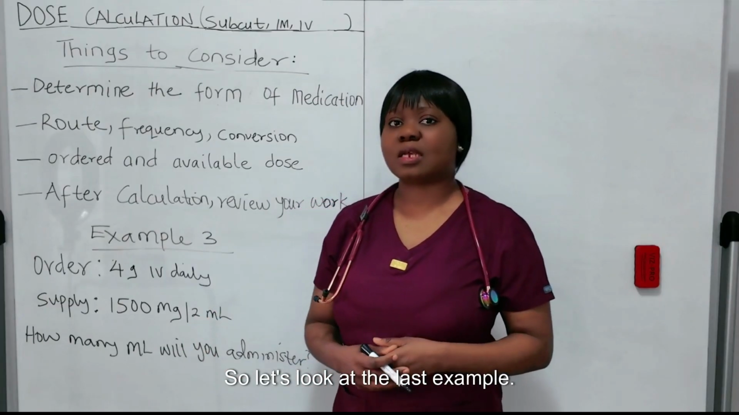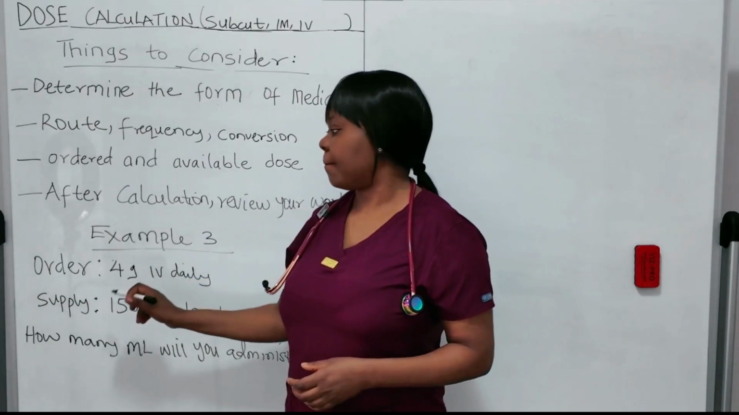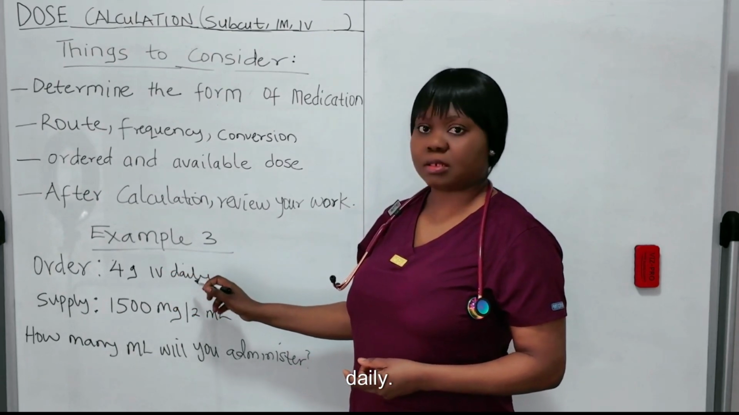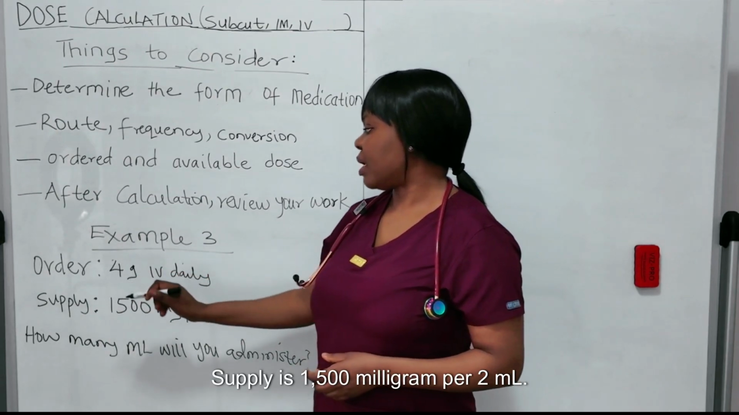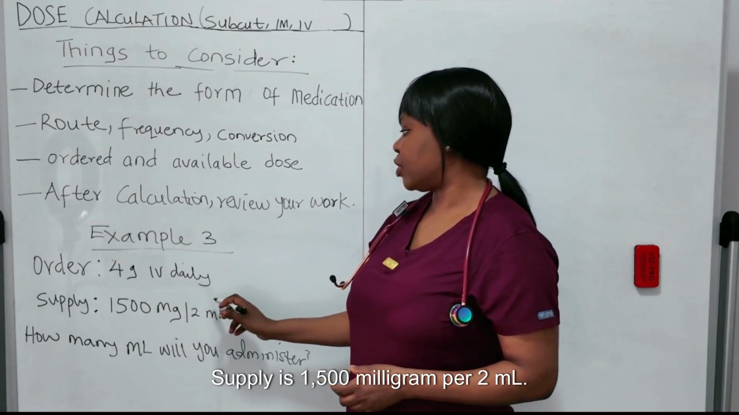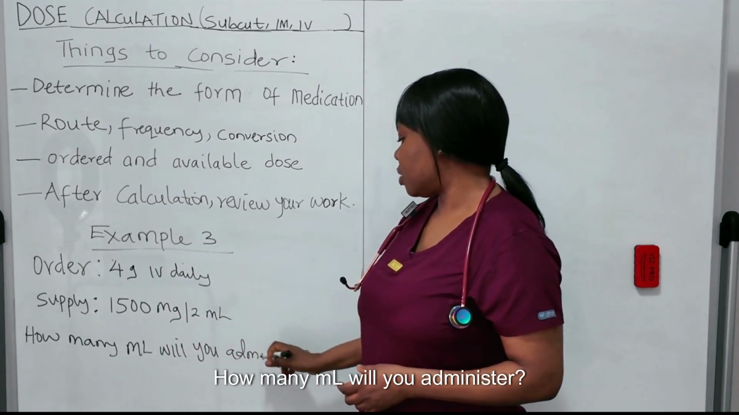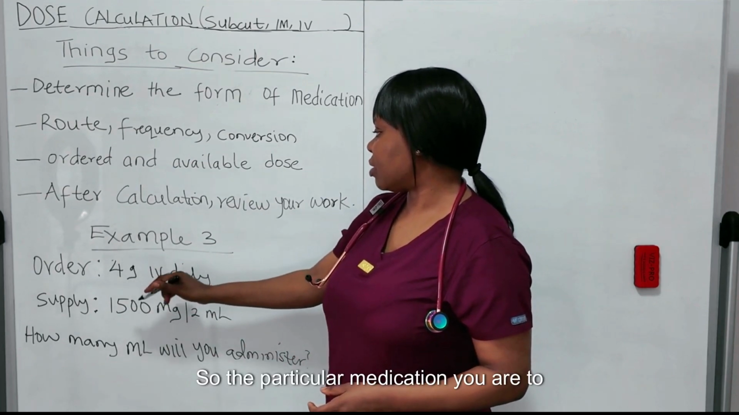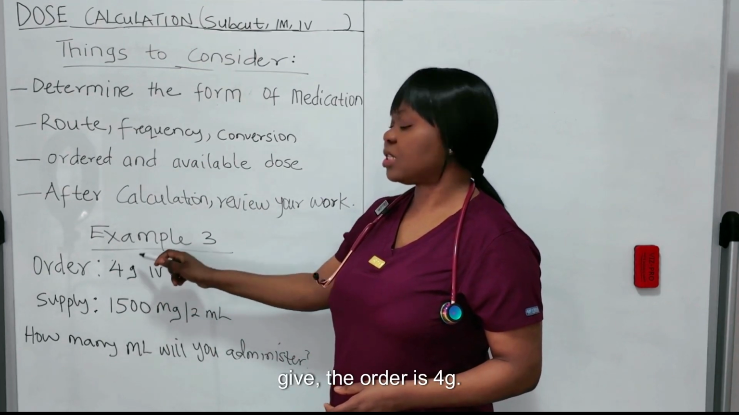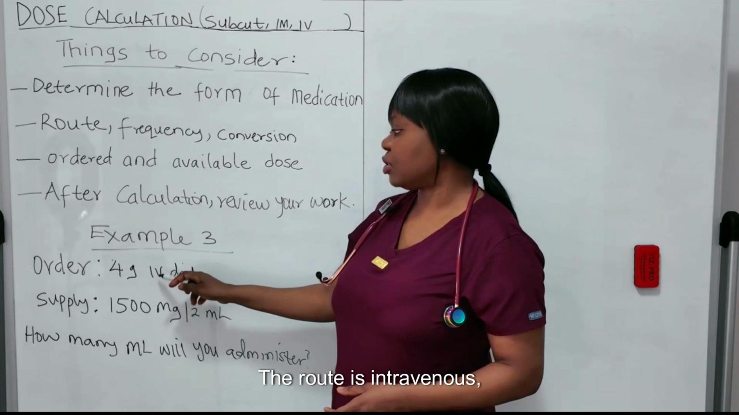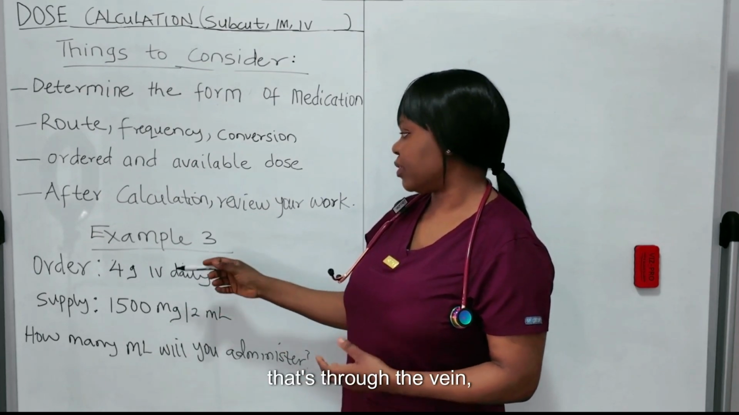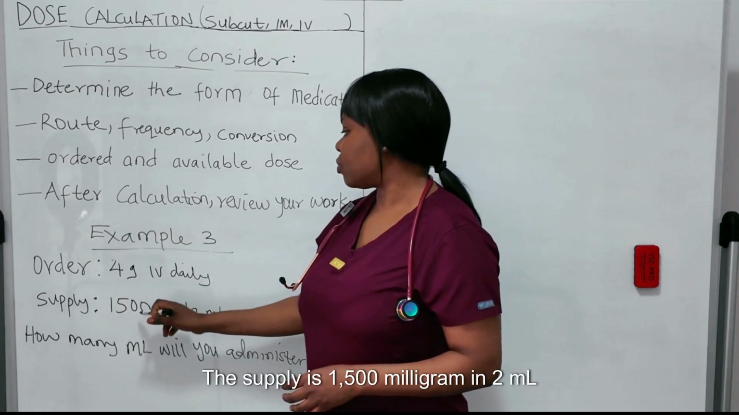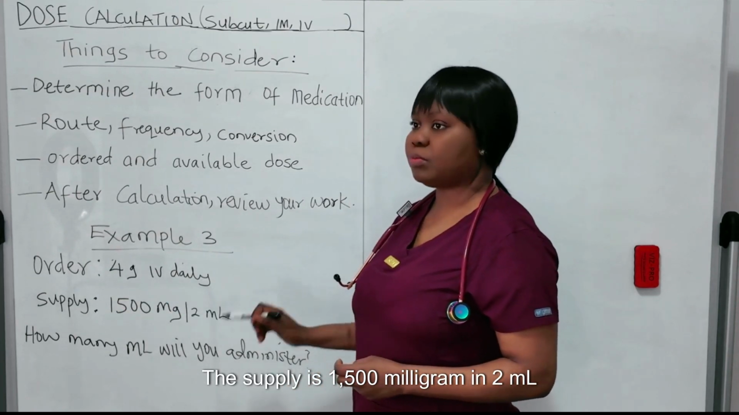So let's look at the last example. Order 4 grams of that particular medication intravenous daily. Supply is 1,500 milligram per 2 mil. How many mil will you administer? So quickly, let's look at what to consider. The order is 4 grams. The route is intravenous, that's through the vein, and is to be given daily. The supply is 1,500 milligram in 2 mil.